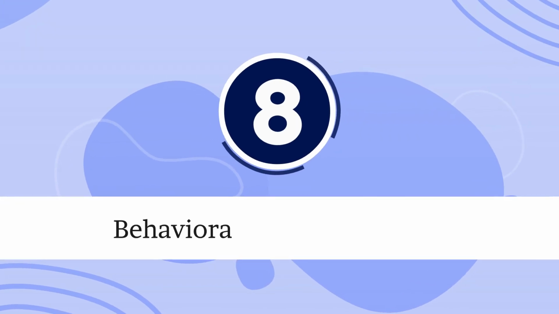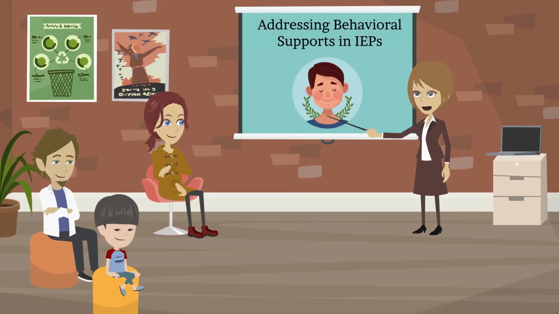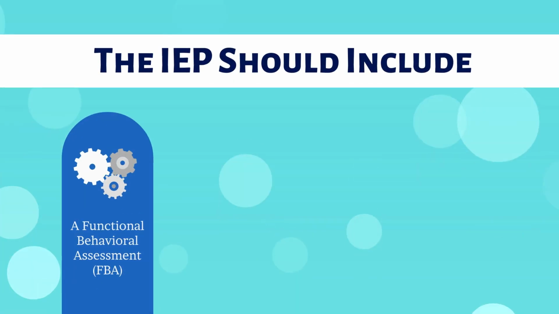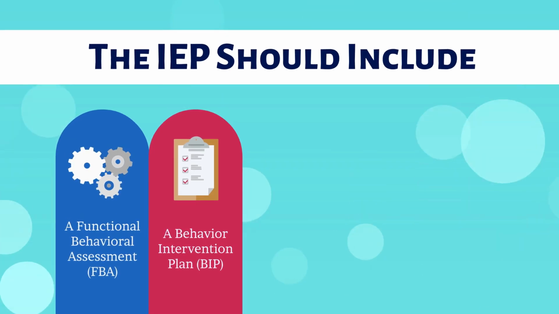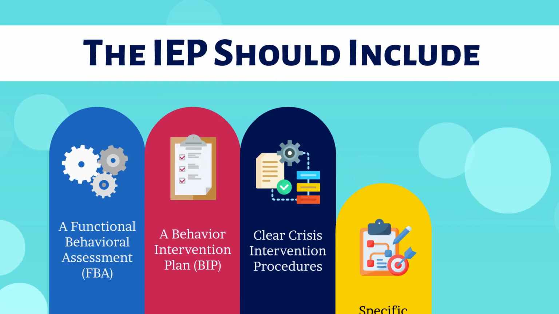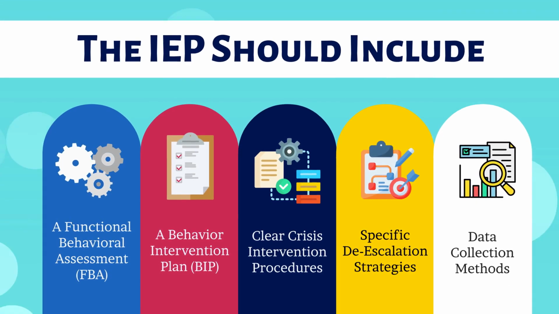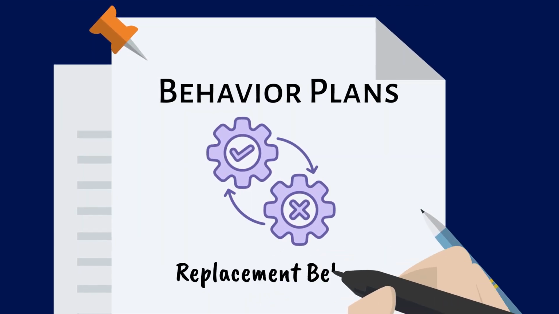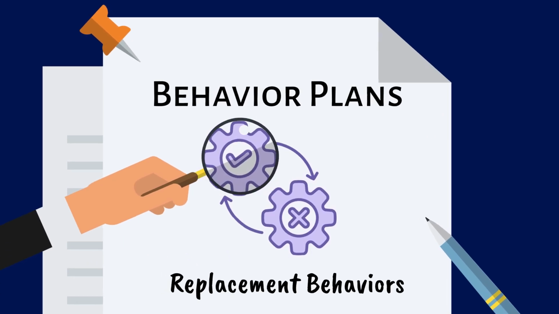Let's also address behavioral supports in IEPs. If your child has behavioral challenges, the IEP should include a functional behavioral assessment (FBA), a behavior intervention plan (BIP), clear crisis intervention procedures, specific de-escalation strategies, data collection methods. Here's a critical point about behavior plans. They should focus on teaching replacement behaviors, not just managing challenging ones.